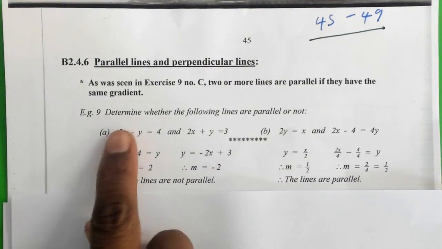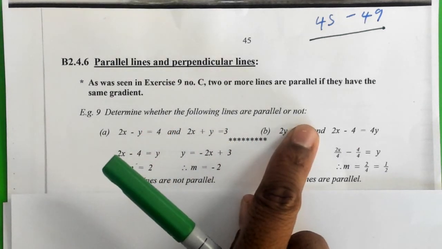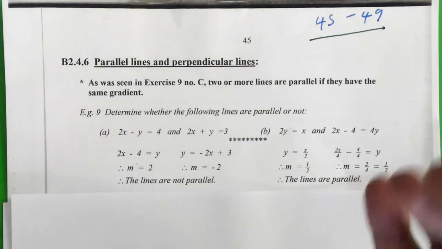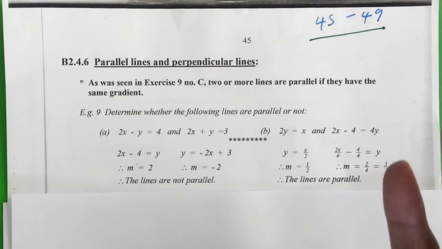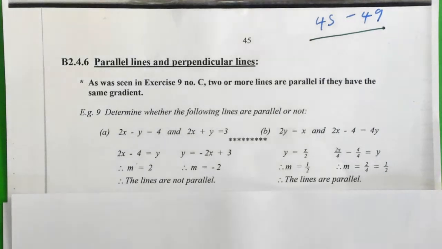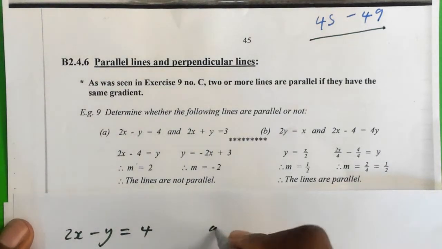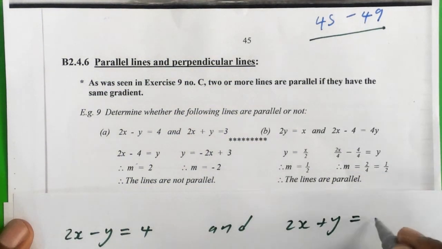Determine whether the following lines are parallel or not. To determine if two lines are parallel, we have to show that the two lines have the same slope, that is the gradient also. If I look at the two examples, I'm redoing exactly the two examples. You have 2x minus y equals 4, and you have 2x plus y equals 3.